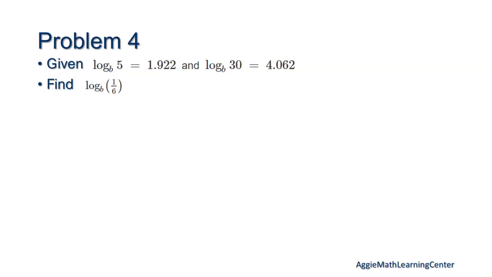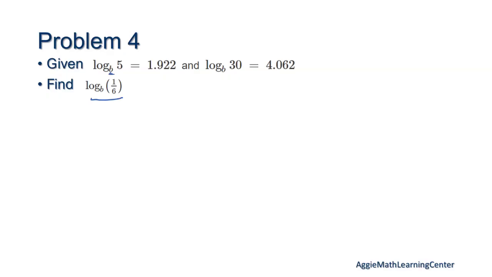Alright, so now we're going to do kind of a similar thing. I'm told I need to find log base b of 1/6, and I have 2 pieces of information that might originally appear kind of random. What it's forcing you to do is to use these logarithmic properties, because we don't know what log base b is. We just know that log base b of 5 is 1.922 and log base b of 30 is 4.062.